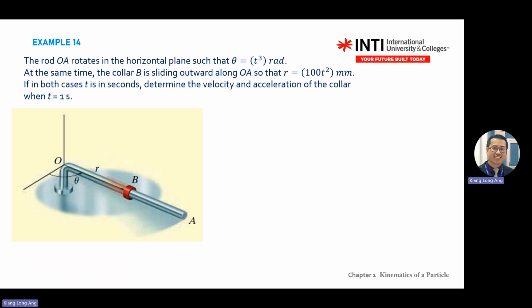So this one, you have an object. Rod OA rotates in the horizontal plane such that theta equal to t cube radian, right?